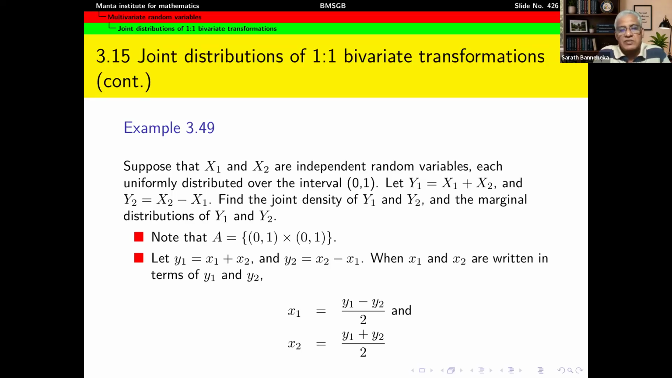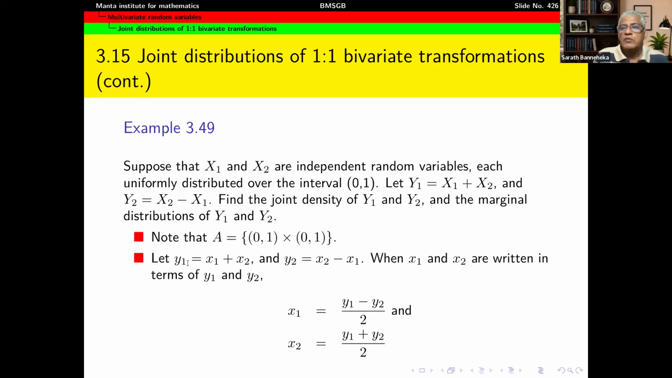We will find out marginal densities. Right. So here, just to match with the theorem, we will identify the necessary quantities. Here A, the joint density of x1, x2 is defined from A. What is A? A is just this rectangle. It's actually a square, 0, 1 times 0, 1 square.